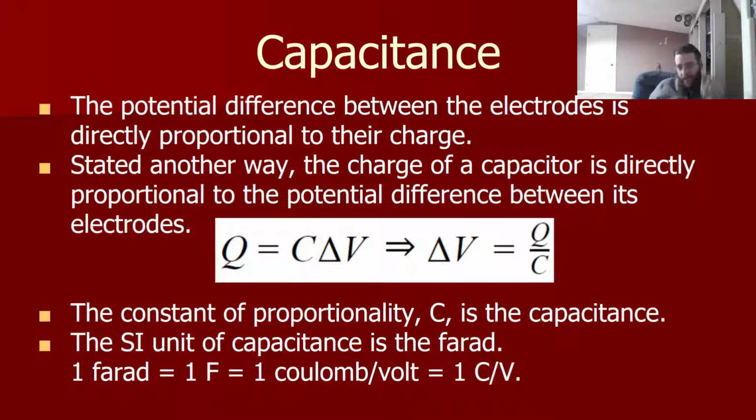This formula is actually Q equals C delta V. That C is just some constant of proportionality that we decided to call capacitance. And it has other formulas that we can use to calculate capacitance, but this is the basic form.